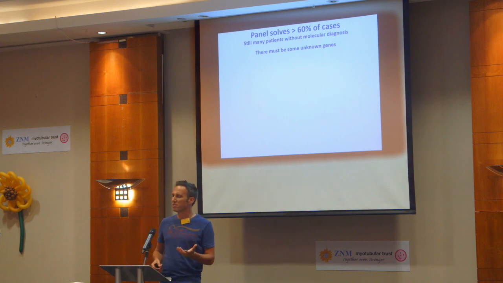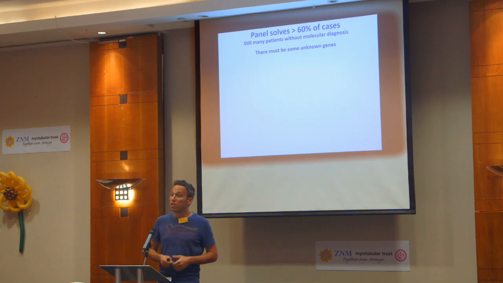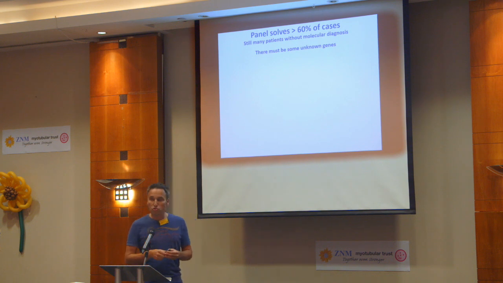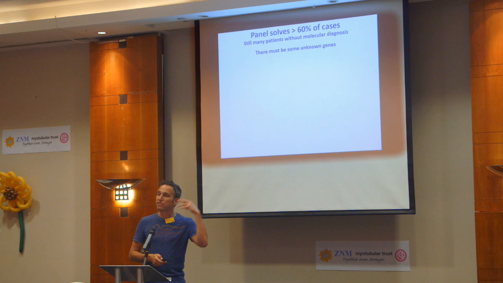Over 60% sounds good, but then you might think, okay, then there must be some 40% or so that don't have a misspelling in one of the known genes. Yeah, that's exactly the issue. This is very helpful for over 60% of the patients, but we still have almost 40% of the patients that do not have a misspelling in the known genes, which means that there are probably new genes to be identified. And this is the second step of the analysis.